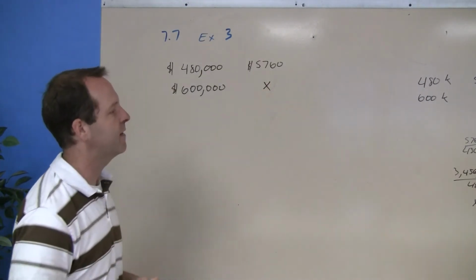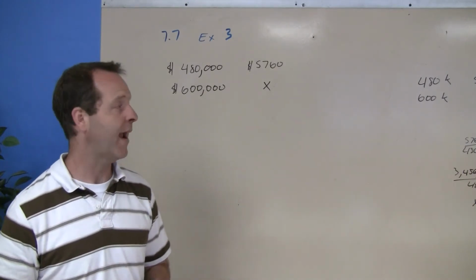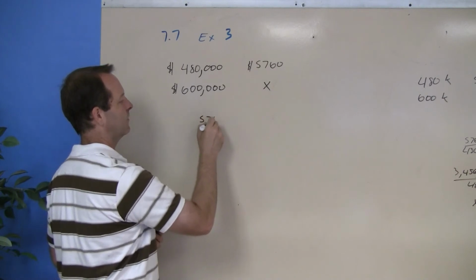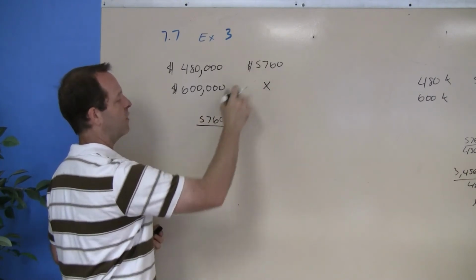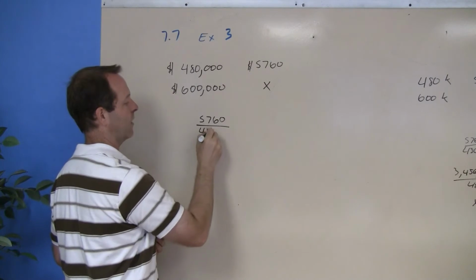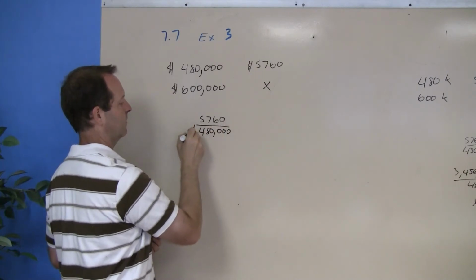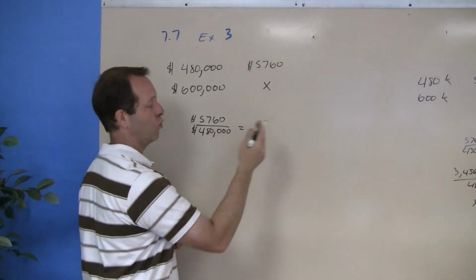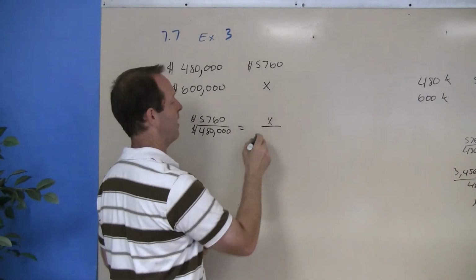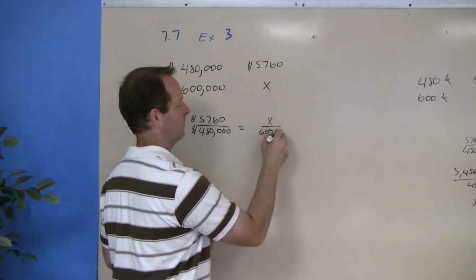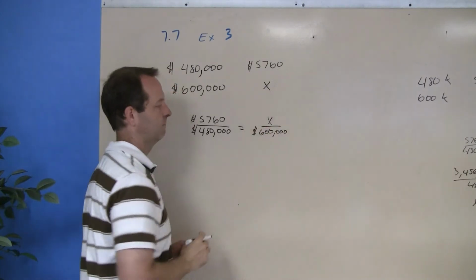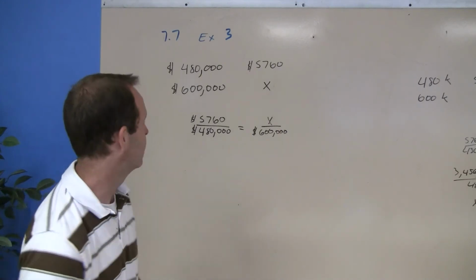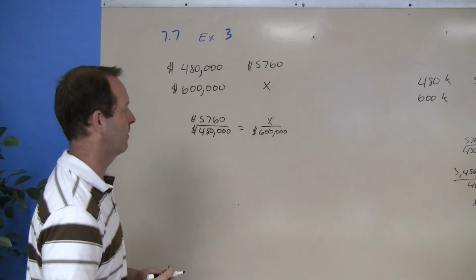So I'm going to start to set this up in some type of proportional manner. So for example, maybe I'm going to take the tax of the first house divided by the cost of the first house. So tax divided by cost is going to equal the tax of the other house divided by its cost. And now I have a proportion. I have an equation with one unknown. And I'm going to go ahead and try and solve this particular problem.